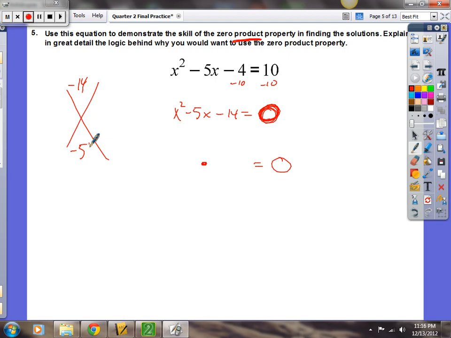And with a little bit of times table skills, you say, yeah, 7 and 2. But they got to add and give you minus 5, so it's going to be a minus 7. So you are going to change this to a times problem. It's going to be x minus 7, x plus 2. Your answer is 0. So the logic says one of those two groups has to be a 0. So what would make this group a 0? If x equals 7. What would make this group a 0? If x equals a negative 2.